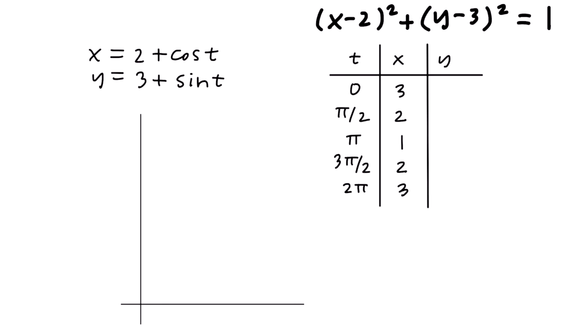Now for the y's, t equals 0, we get sine of 0 is 0, and 3 plus 0 is 3. Pi over 2, sine of pi over 2 is 1, and 1 plus 3 is 4. And then pi, sine of pi is 0, so we get 3. And then sine of 3 pi over 2 is negative 1, so negative 1 and 3 is going to make 2. And finally, sine of 2 pi is 0, and 0 plus 3 is 3.